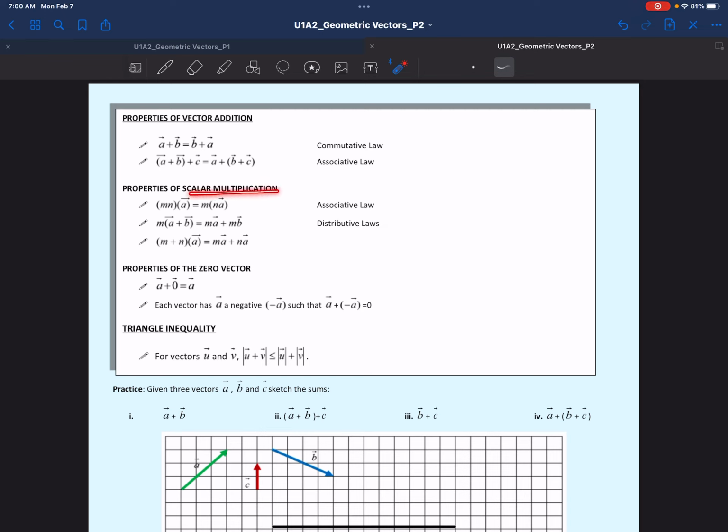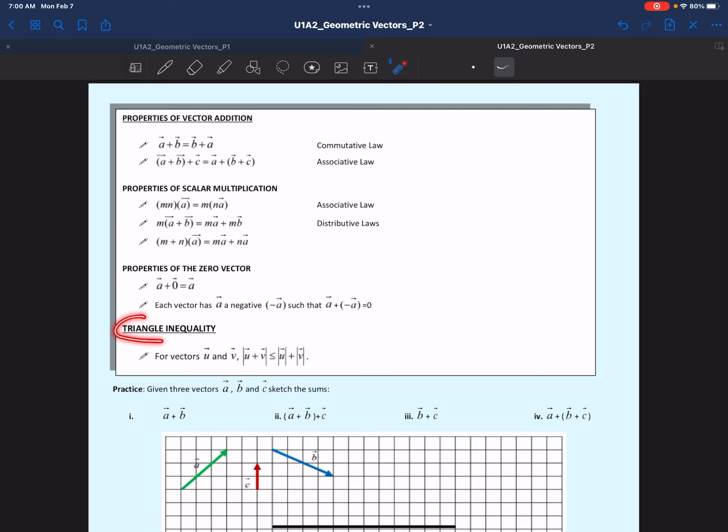These are the properties of scalar multiplication. That's the associative law, which means mn times vector a is m times na. Remember, m and n are scalars. A scalar m times a plus b is ma plus mb. We talked about it at the beginning of the lesson. And m plus n times a is ma plus na. Now, vector a plus 0 equals vector a. We saw that in the first lesson of the unit. Each vector a has a negative, or an opposite, negative a, that add to 0.